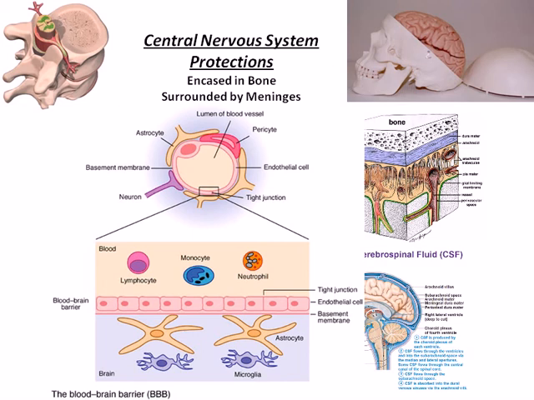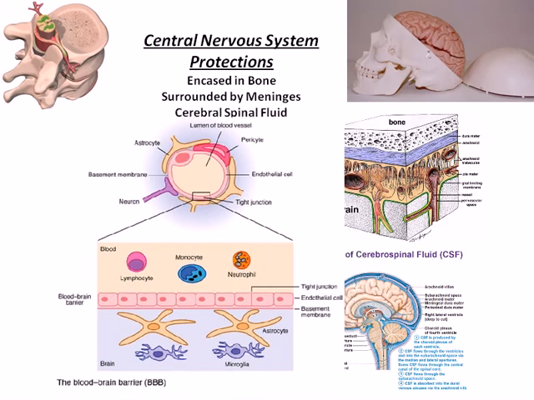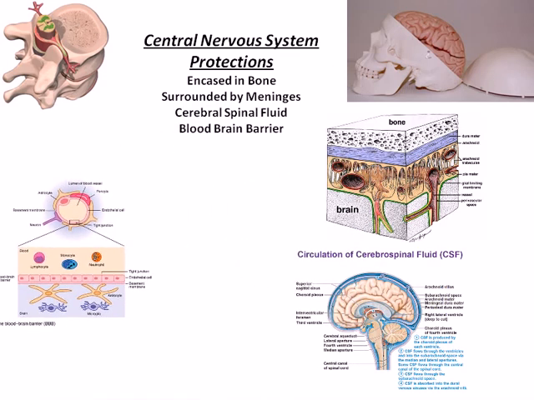The blood-brain barrier consists of the endothelium of the capillary wall, a thick basal lamina surrounding each capillary, and the pseudopods of the astrocytes. These three structures limit the types of substances that may enter the central nervous system.